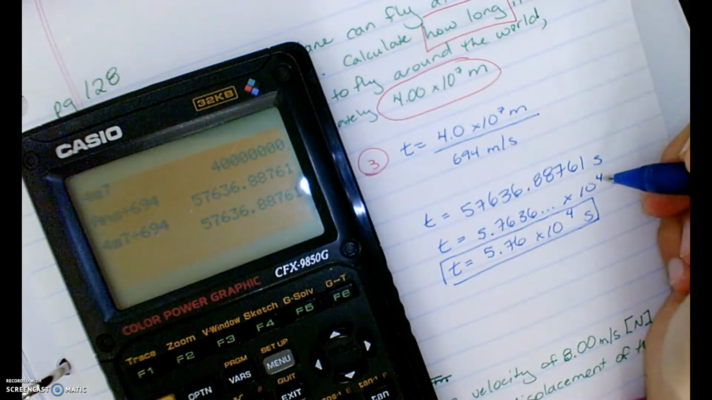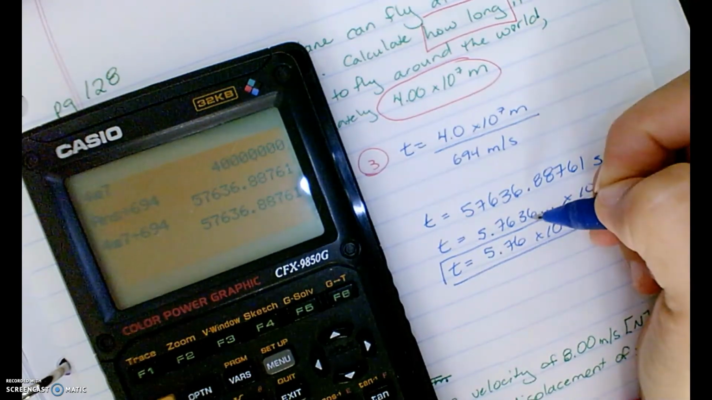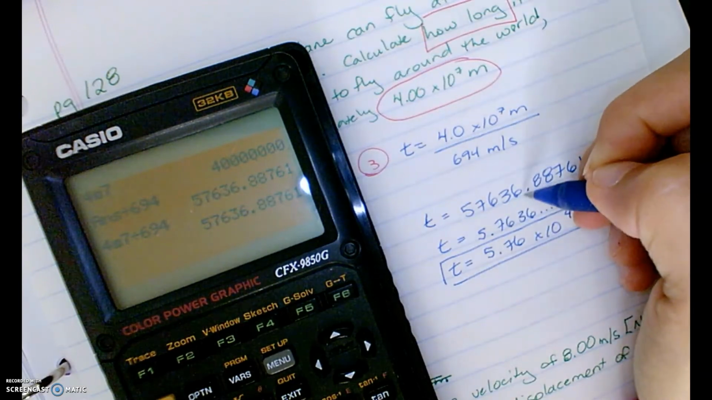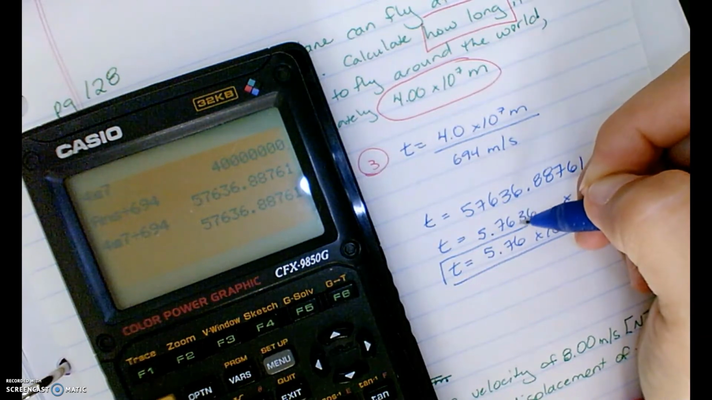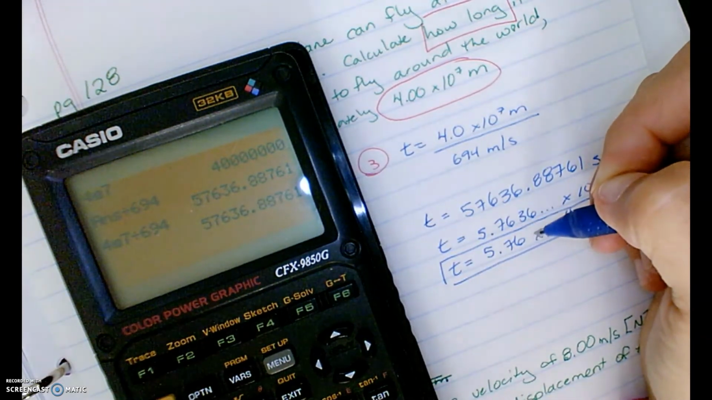I sometimes do things in 2 steps. I will put that in scientific notation first sometimes. So move the decimal over 1, 2, 3, 4 times, which means 10 to the 4. And then I check my significant digits second.